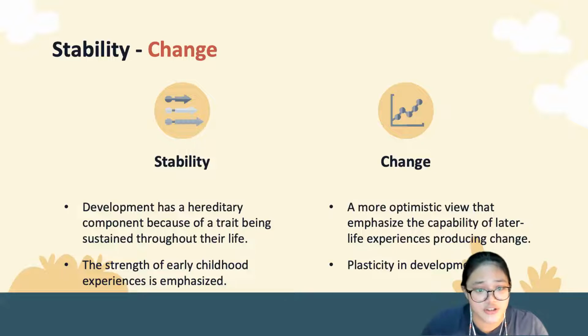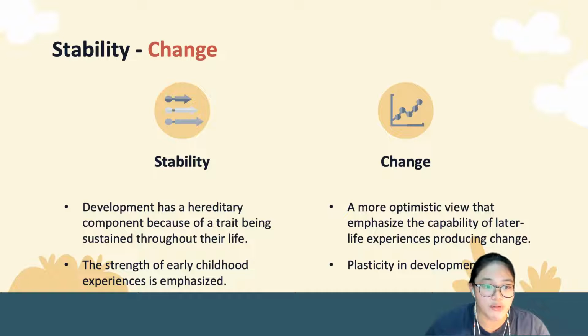So the second issue, rather, is stability and change. This kind of dynamism focuses on the degree to which early traits and characteristics persist through life, or do they change? So stability, when emphasized in a theory, states that development has a hereditary component, possibly because of biological traits.